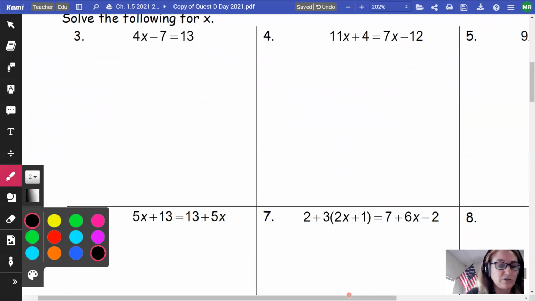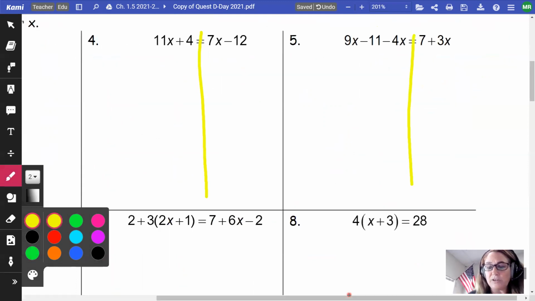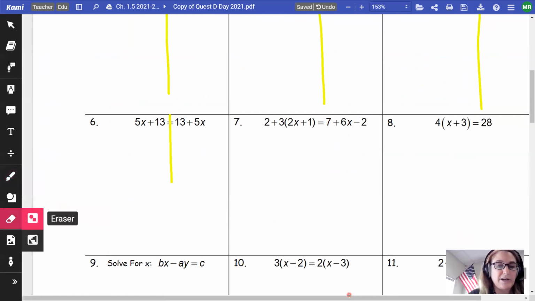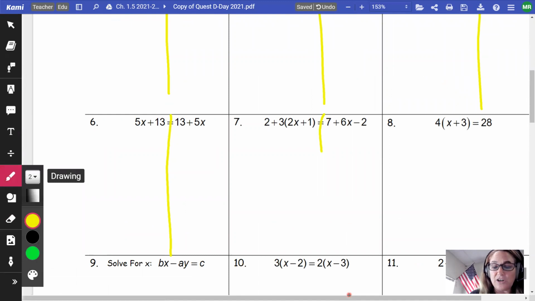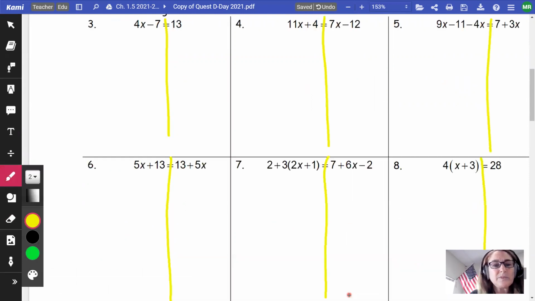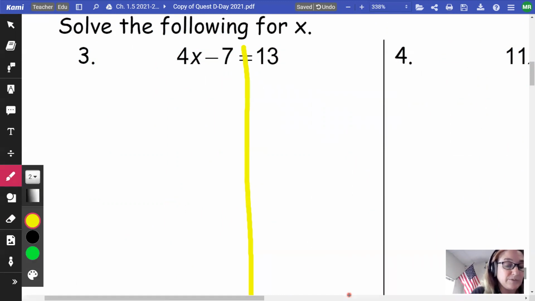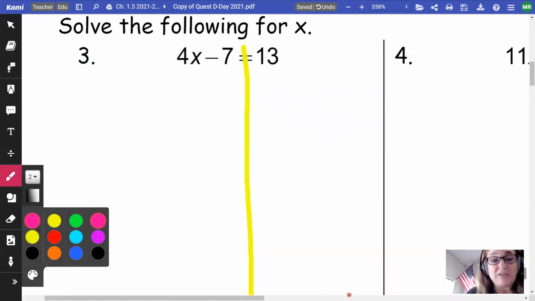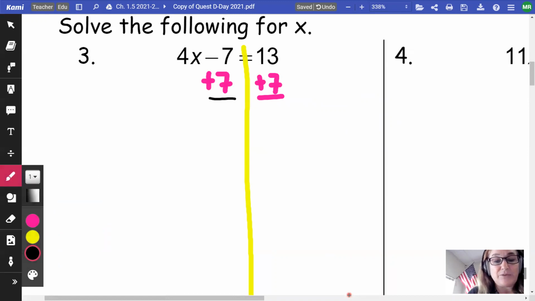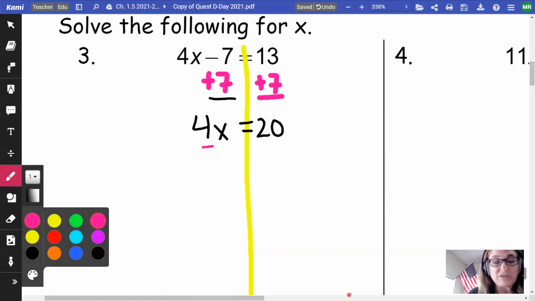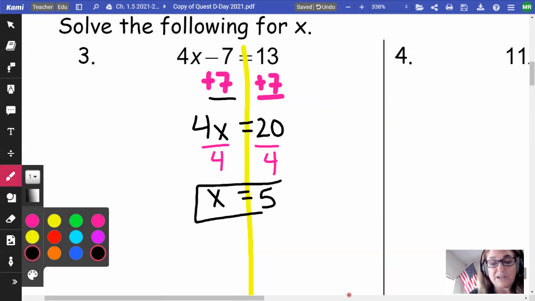Okay, solving. So when we're solving, okay, let me just draw my lines real quick. So when we're solving, you want to make sure that you do the same thing to both sides. Now, this is all the different types that we've been seeing, okay? So this very first one, number 3, is going to be a 2-step problem. So the first thing I'm going to do is I'm going to get rid of the minus 7 by doing the opposite. I'm going to add 7, add 7. And so when I do that, I am going to get 4x equals 20. Then I need to get rid of the 4 that's multiplying with the x. I'm going to divide by 4, and I'm going to get x is equal to 5. And that's my answer.